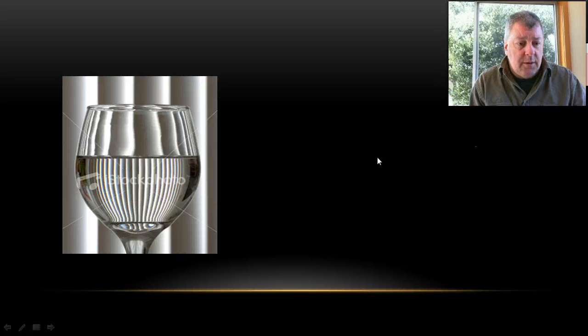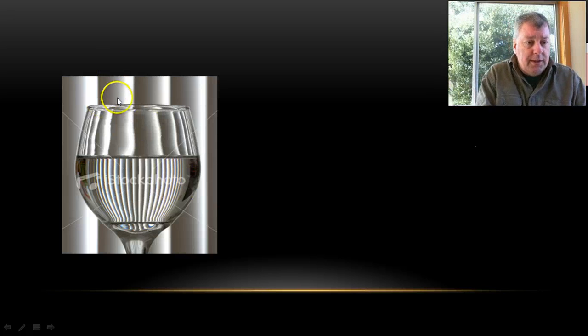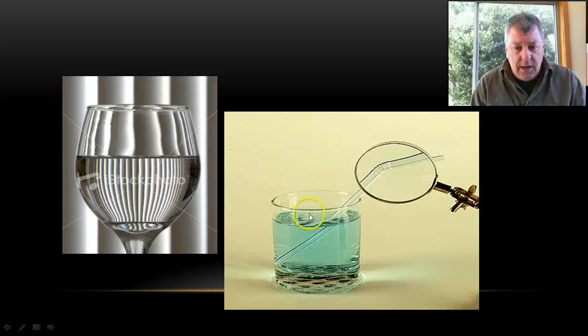And this is an example. Here we've got some vertical blinds and a wine glass, and the vertical blinds are straight, but the light here, because it's going through a lens, is getting bent and we're not seeing exactly the same images behind it. And here we have another example.